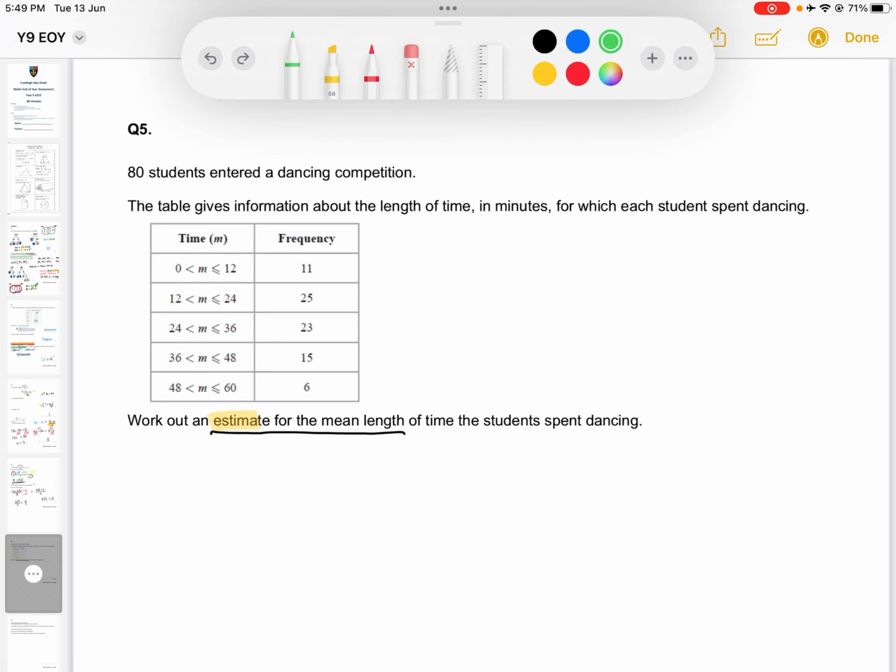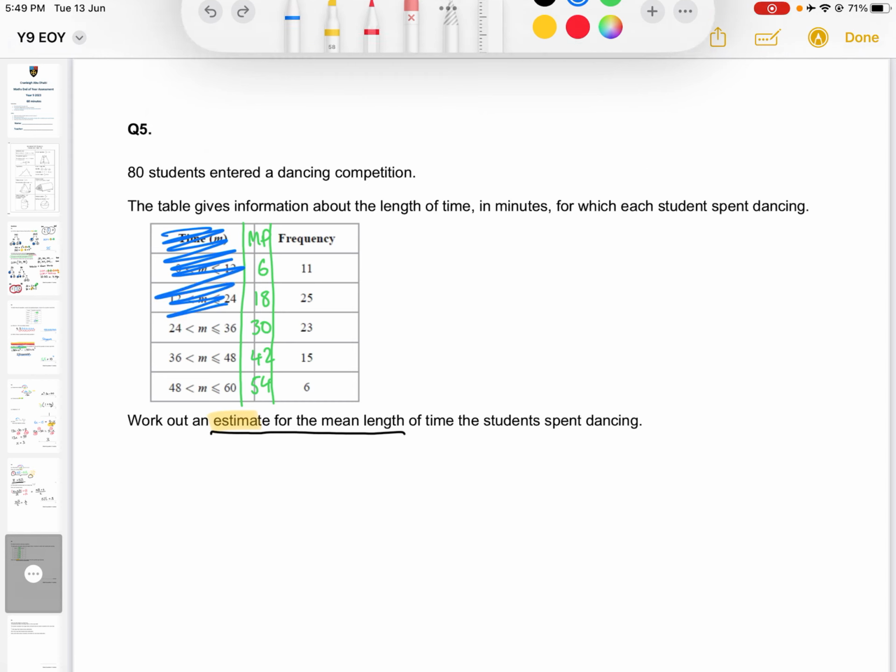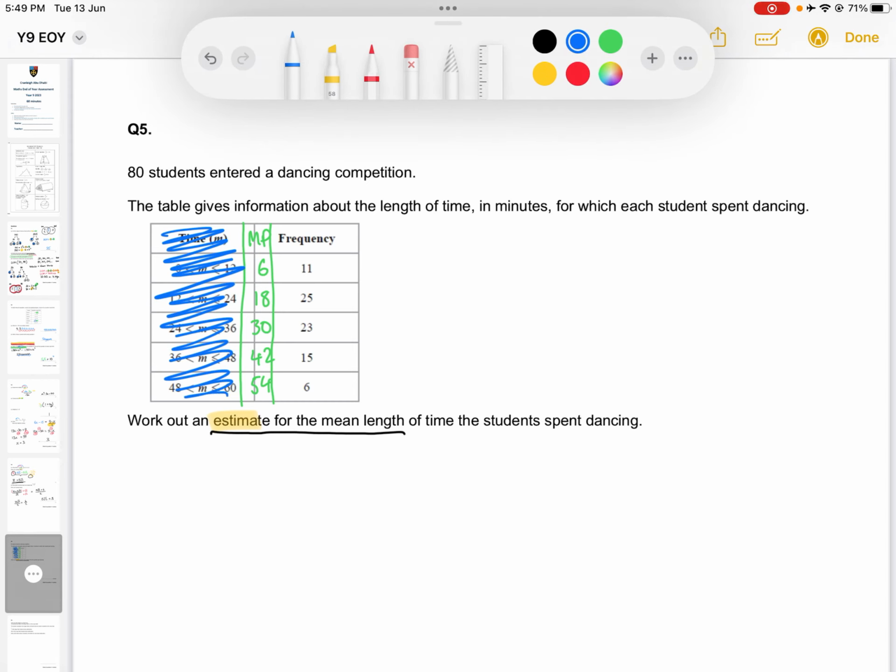Between 0 and 12, we're going to have 6. Between 12 and 24, we're going to have 18, and so on. So we write down what's known as all of the midpoints of these groups here. You can create your own little column like that. We then assume that each dancer that was in this group took 6 minutes, and we treat this effectively as a brand new question, where we're trying to find the mean using those values here.